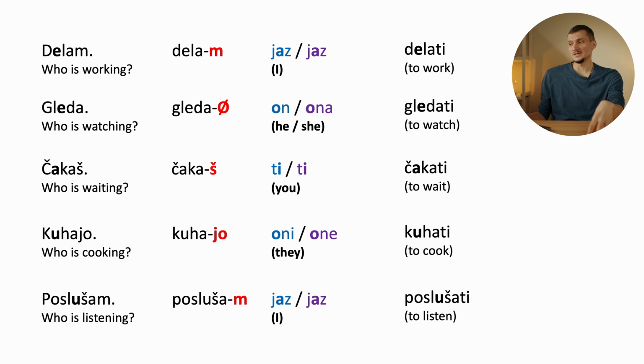And so we will just be dealing with these 5 verbs. In the next 4 slides, we have a total of 5 slides. It's always either delati or gledati or čakati, kuhati, poslušati. To work, to watch, to wait, to cook, and to listen. And all of them obviously are regular verbs.